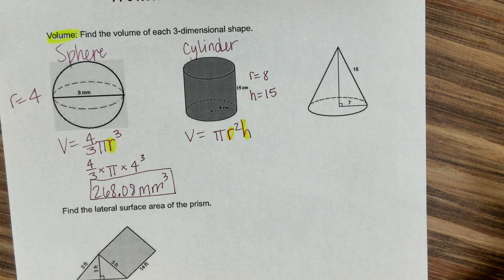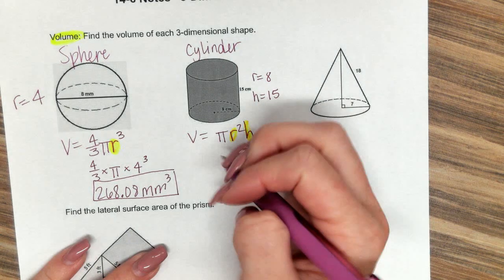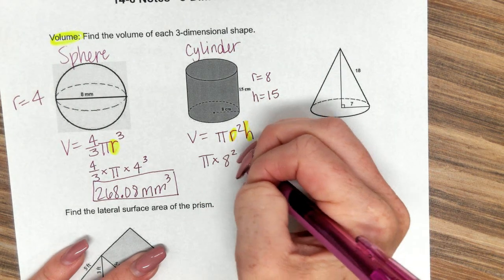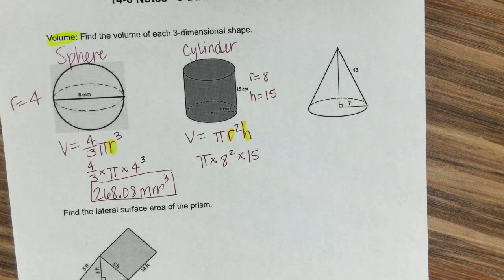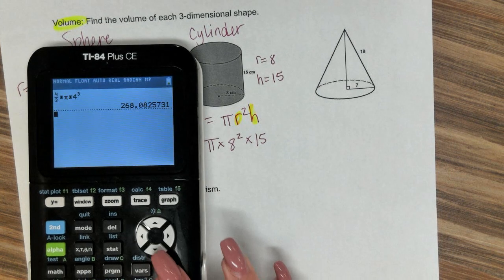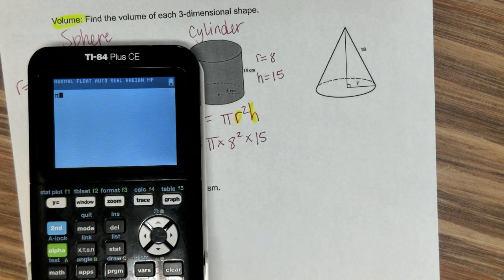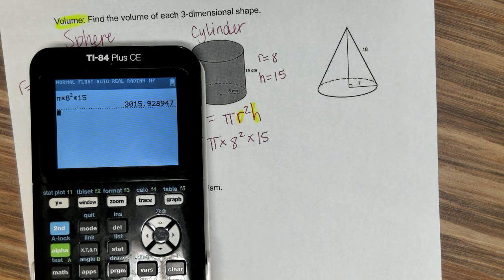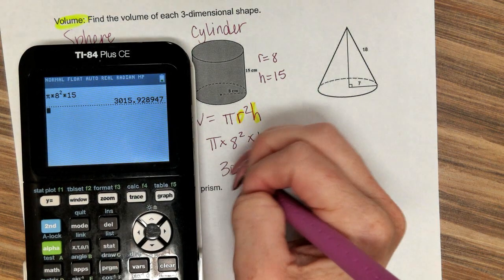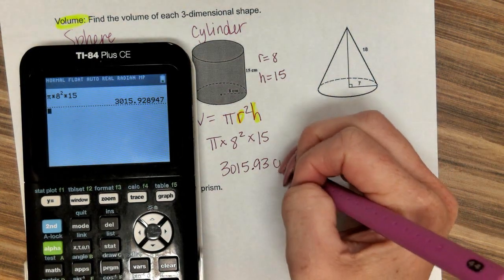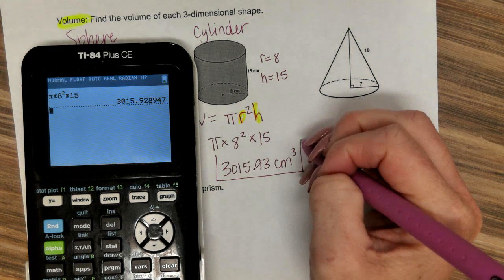We need to pay attention. So I have pi times 8 squared times 15. And that will give you your answer. So everybody should be putting it in their calculator. Pi times 8 squared times 15, which is 3015.93 if I round to the hundredths place, centimeters cubed.